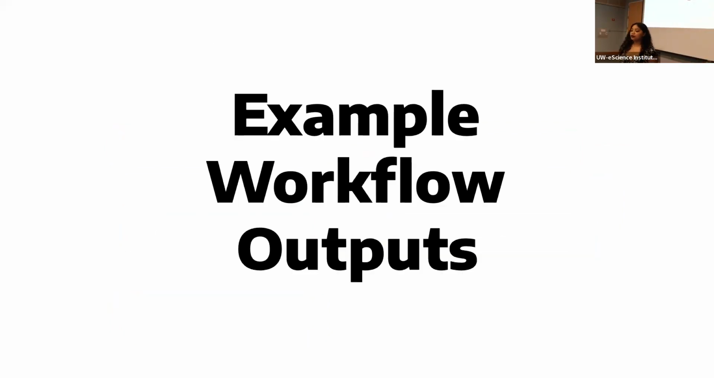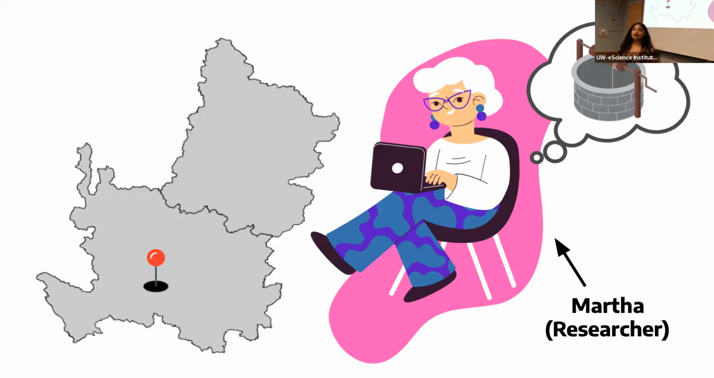Okay, so I'm going to walk you through some example outputs of our workflow and highlight the types of questions that you can answer with these outputs. So say that we have a researcher named Martha. Now she lives in the Colorado River Basin, specifically in Arizona, a state that relies heavily on groundwater. Now she has some technical chops and she's interested in how groundwater moves and how it can be computed.